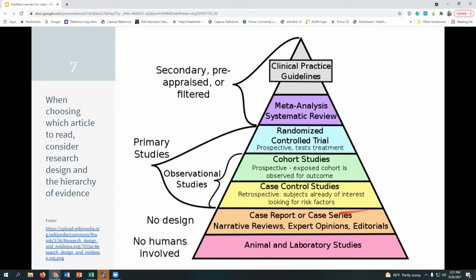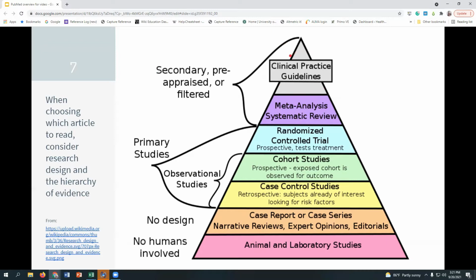At the base of the pyramid here are animal and laboratory studies. These are primary studies, and they're the bits and pieces that go into these secondary studies. So the meta-analyses, systematic reviews. This is what they're comprised of. So the primary studies from the base of the pyramid are what go into these systematic reviews, and then the systematic reviews, meta-analyses, are what are used to actually put together clinical practice guidelines.